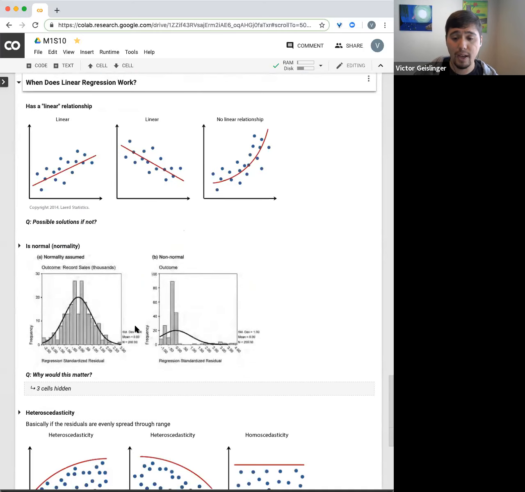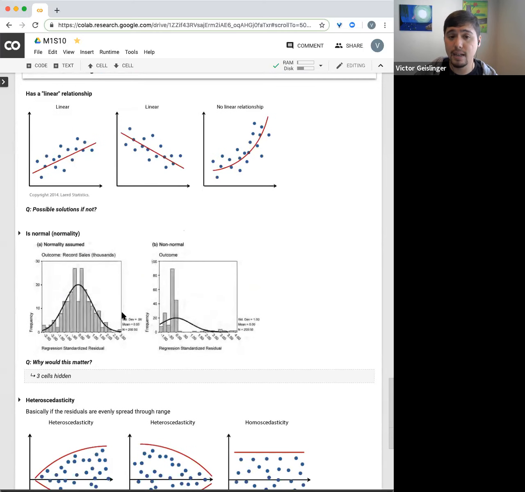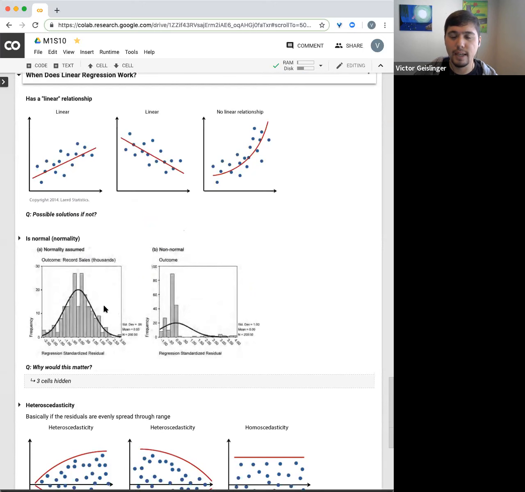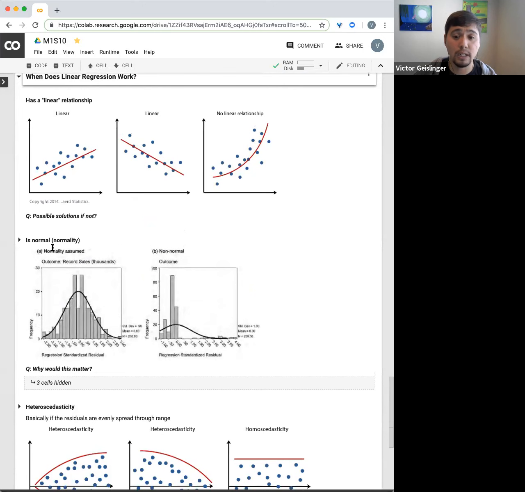Okay. The other part, which actually is not necessary to have this way, is that linear regression will work on non-normal distributions.